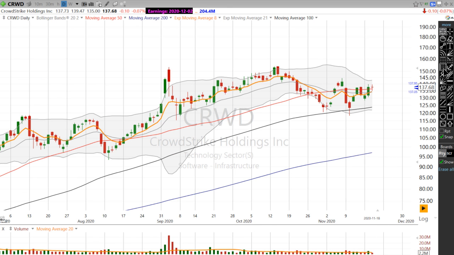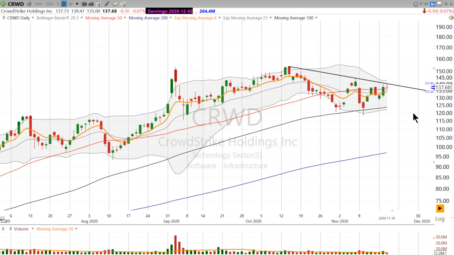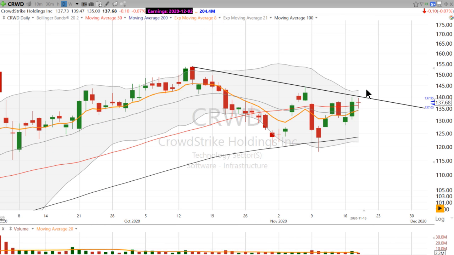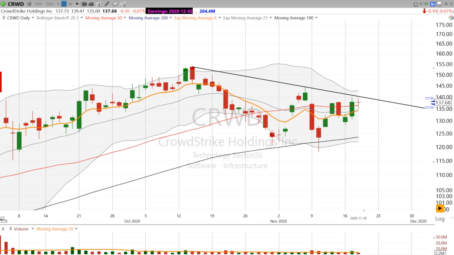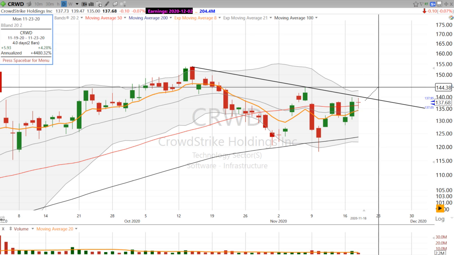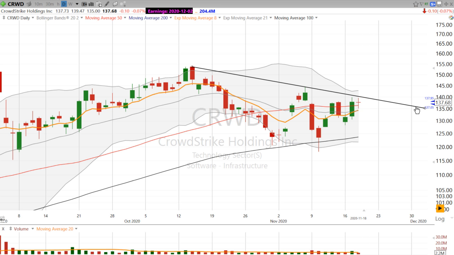Now, what I can do is draw a downward sloping trend line from this high here, which is when the stock started to pull back, and it kind of matches up nicely with the high from here, the high from here, and the high from today. So we have a clearly defined level that we can trade against. So what I think you want to do is set an alert on CrowdStrike at around 140.10 and take a look at it. You'll want to see a high volume move above this downward sloping trend line.